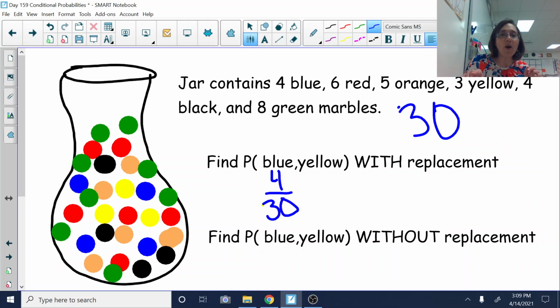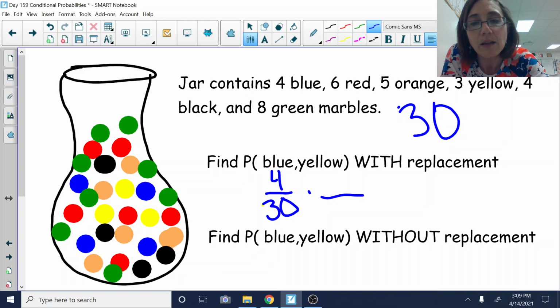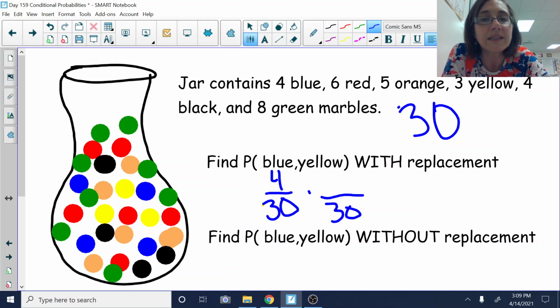So the with replacement part means that I'm going to pull out, woohoo, it's a blue. And with replacement means I'm putting it back. Okay, so I don't get to keep this blue marble. This is not mine forever. I have to put it back in the jar. So when I reach in to do my second draw, how many marbles are in that jar? Well, there's still 30 because I put that blue one back. So we're at 30 marbles still.